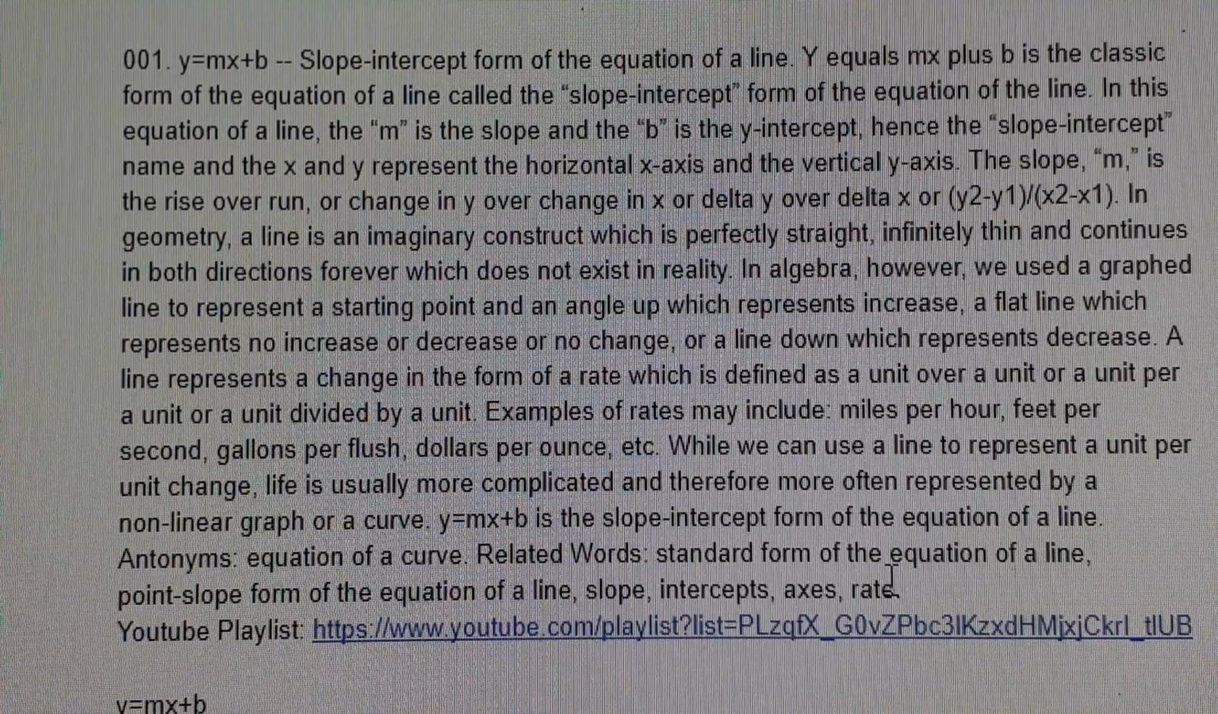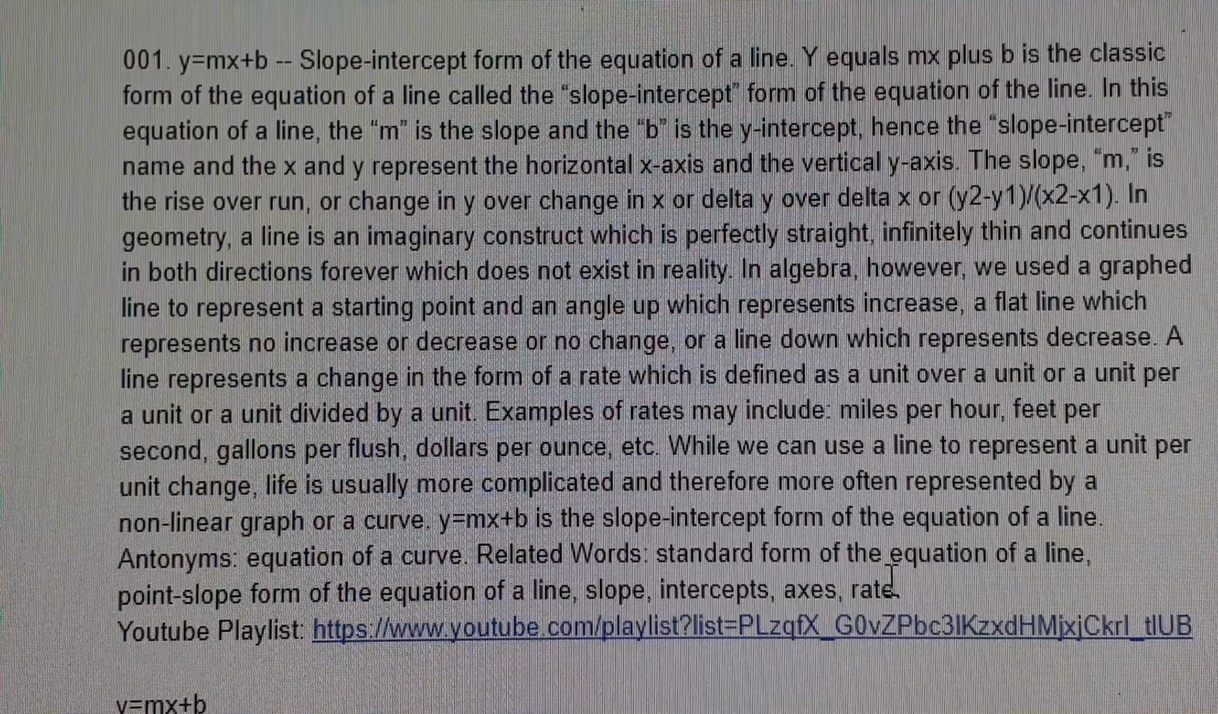In algebra, however, we use a graphed line to represent a starting point and an angle up, which represents increase, a flat line which represents no increase or decrease or no change, or a line down which represents decrease.